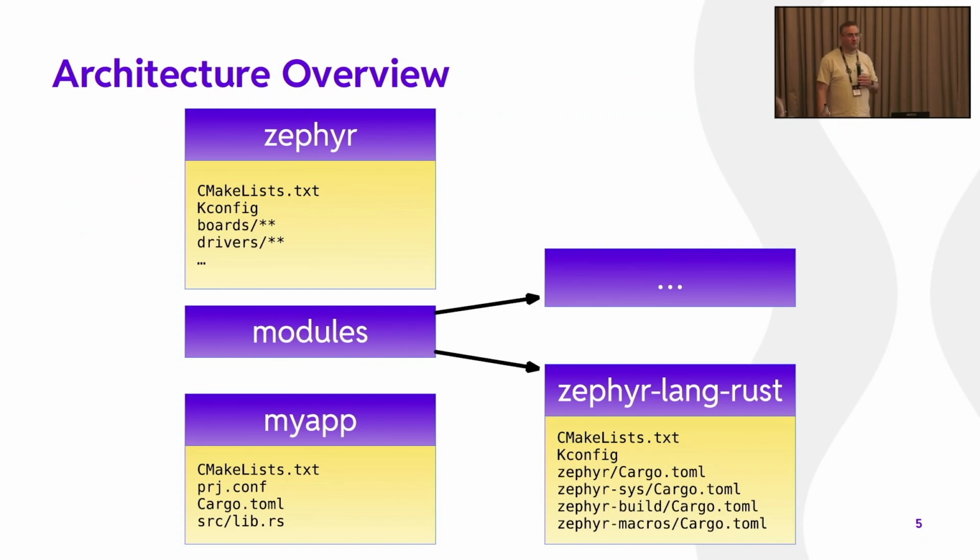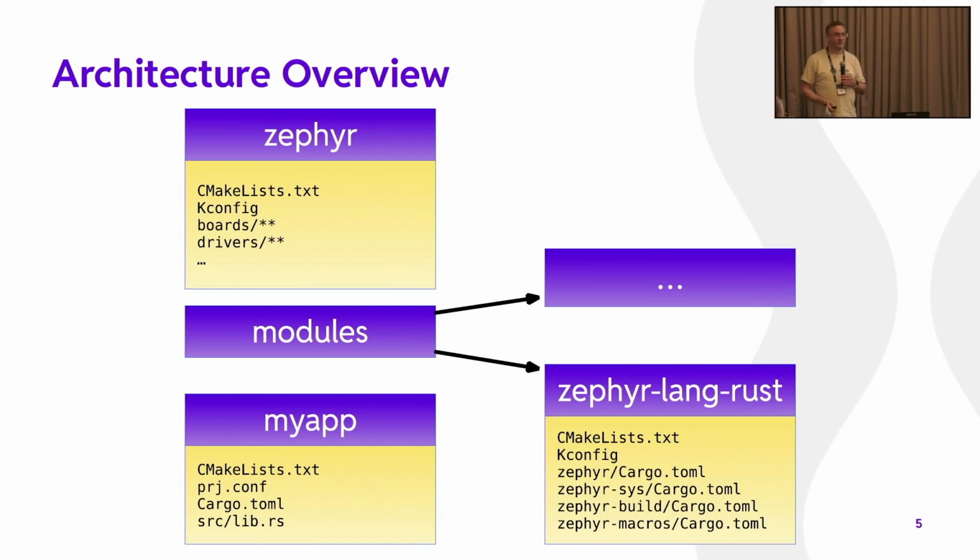So Zephyr uses West, which has this kind of module system. There's a Zephyr tree, which has got a CMake lists file in it, kconfigs, boards, drivers, lots and lots of other directories and files in there. And then there's this modules directory that sits next to that directory. And inside that are things like HALs, anything that doesn't live in this main repository. And the new thing that's in there is this module called Zephyr Lang Rust.